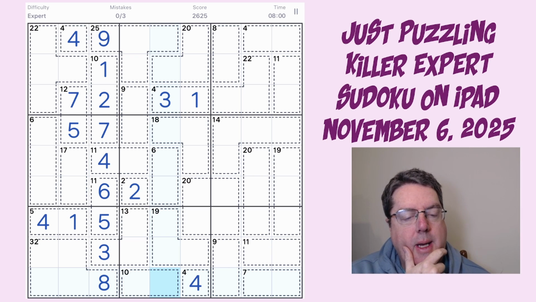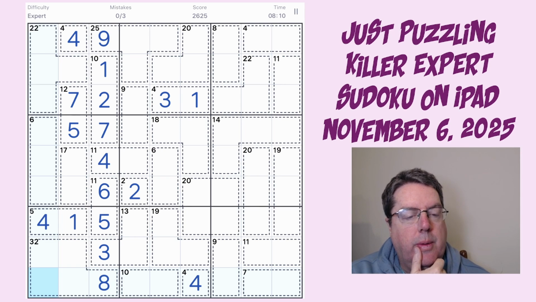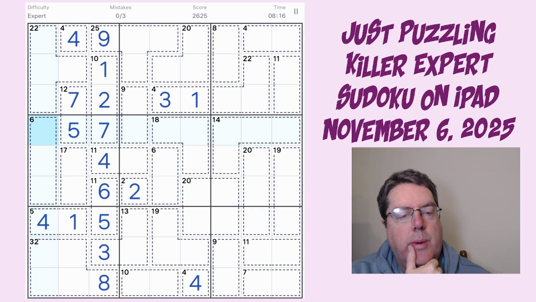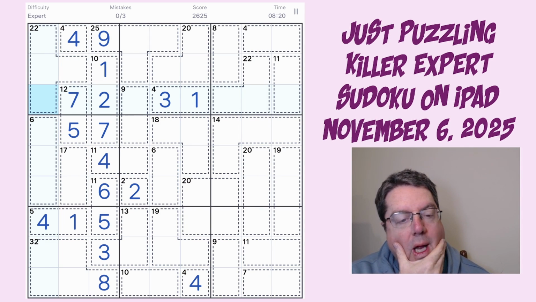So 8 is going to be up here. 9 is going to be down here. 7, 9. Okay. So 7 and 9 are here. So that is 20, 26. 26 plus 22 is 48. That's going to be the 3 there. 48 minus 45 is 3.